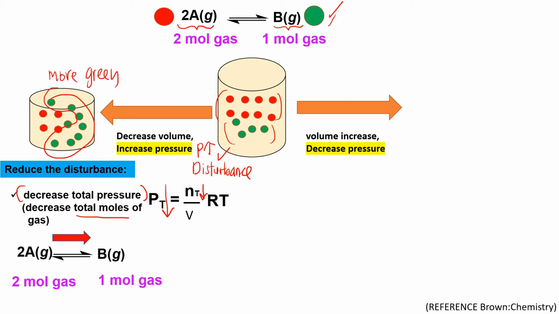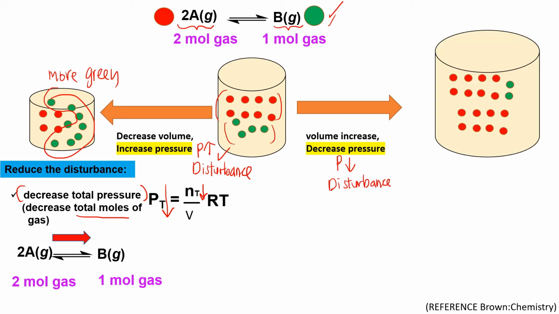Now, the second disturbance is a volume increase. Then you will know the pressure will decrease. So this is your disturbance: pressure decrease. Volume increase means you get a larger volume. You can find that it produces more red color compared to the equilibrium, and the green color is less. That means the system shifts to the left side, because you produce more red color.